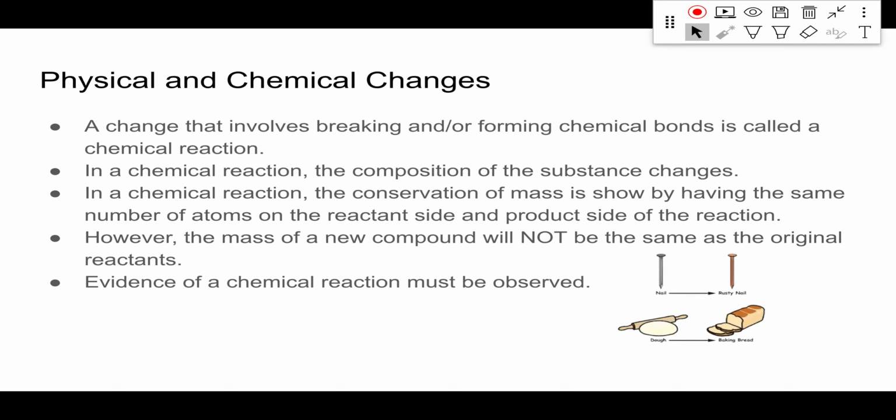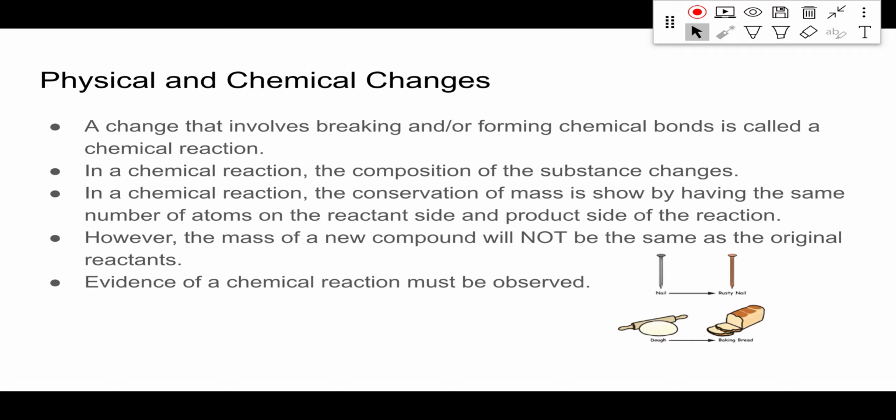A change that involves breaking or forming chemical bonds is a chemical reaction. So chemical changes are going to be a chemical reaction. The composition of the substance does change, so I have a new compound at the end. And even though we are going through the process of conservation of mass, remember we've talked about that a few times with chemical bonding, in a chemical reaction, the total mass of your reactants will equal the total mass of your products. That's why we balance equations by putting coefficients in front of chemical formulas so that the total number of atoms on my reactant side is equal to the total number of atoms on my product side.